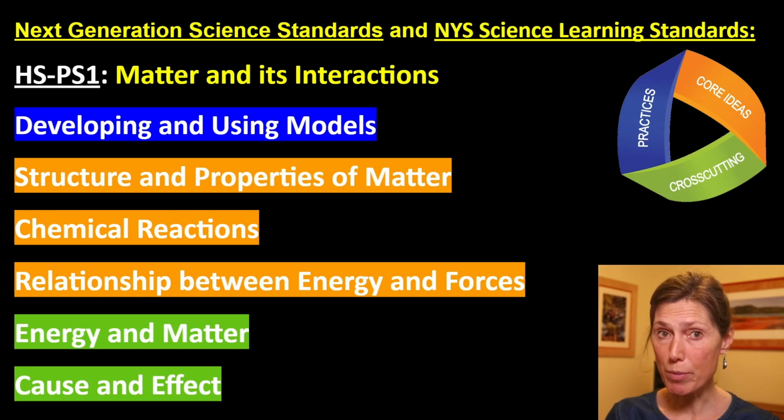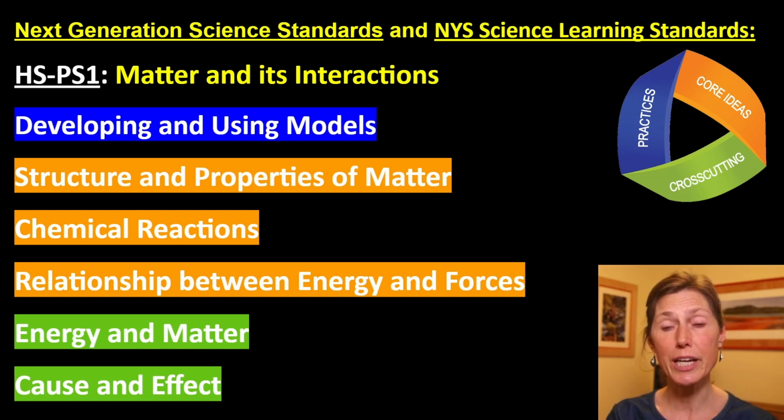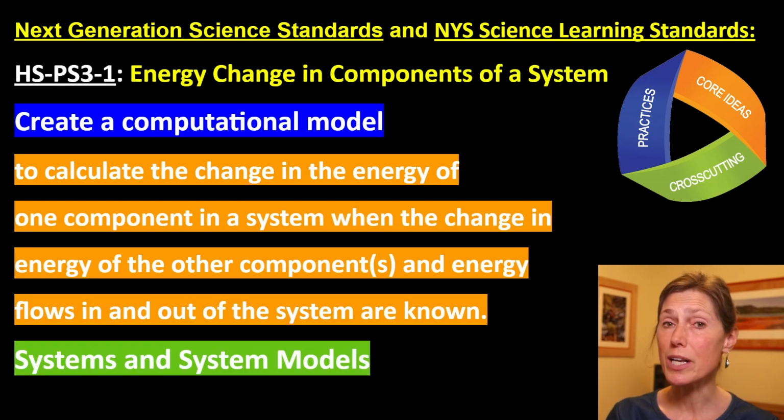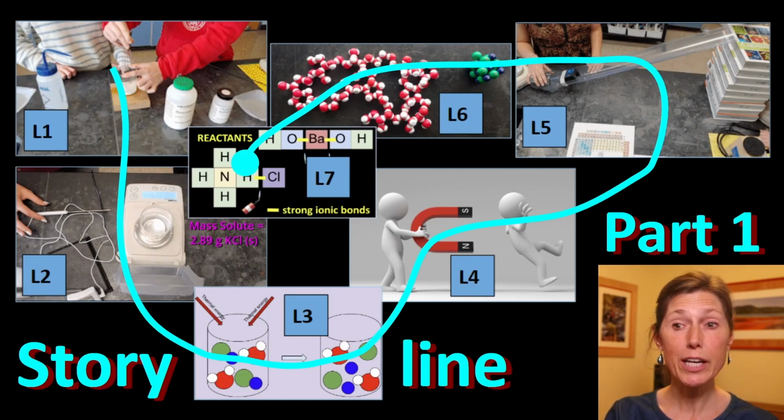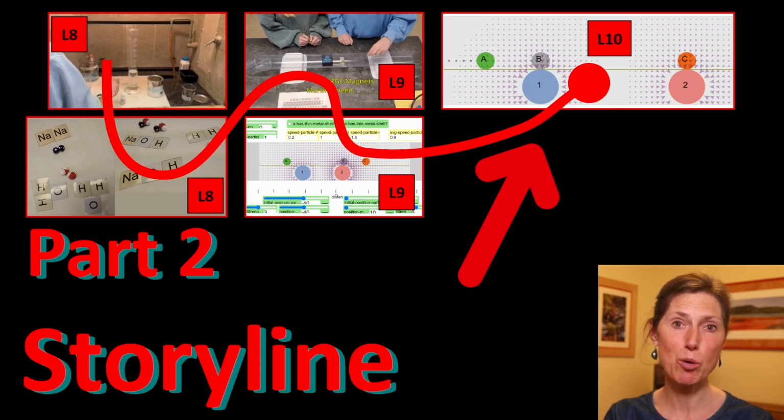As always, the chemical bonding storyline is associated with Next-Gen Science Standards and New York State Science Learning Standards, including HS-PS1, Matter and its Interactions, as well as HS-PS3-1, Energy Change in Components of a System. All the 10 lessons so far, including the 7 lessons that were part of the first part of this bonding storyline, have been chronicled, and they've all been placed in one playlist called the Stunning Storyline playlist. And that concludes lesson 10 of the chemical bonding storyline.